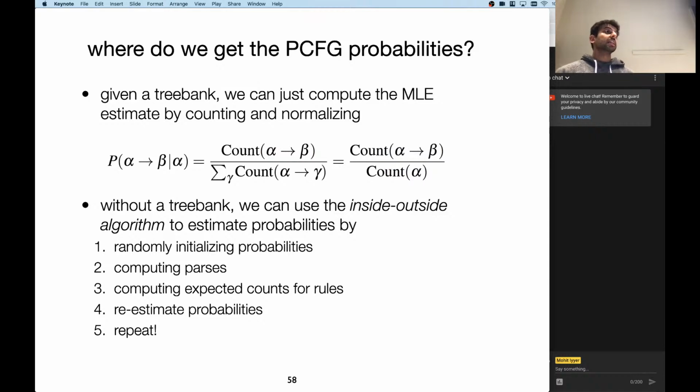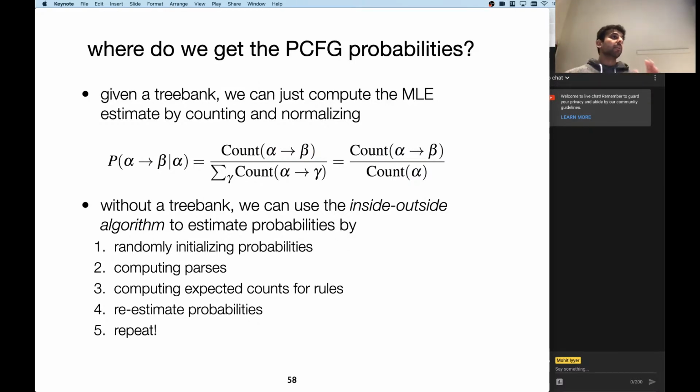If you're interested in getting these rule probabilities without a tree bank, you still have to have a grammar, but once you make a grammar or get a grammar from somewhere, you can use the inside-outside algorithm, which you might have learned about in a machine learning class. Basically, you start by randomly initializing all the rule probabilities. Then you use CKY to compute the most probable parse. Now you basically have a pseudo tree bank, right? Because you have used your random probabilities to get parses of each sentence in your tree bank.